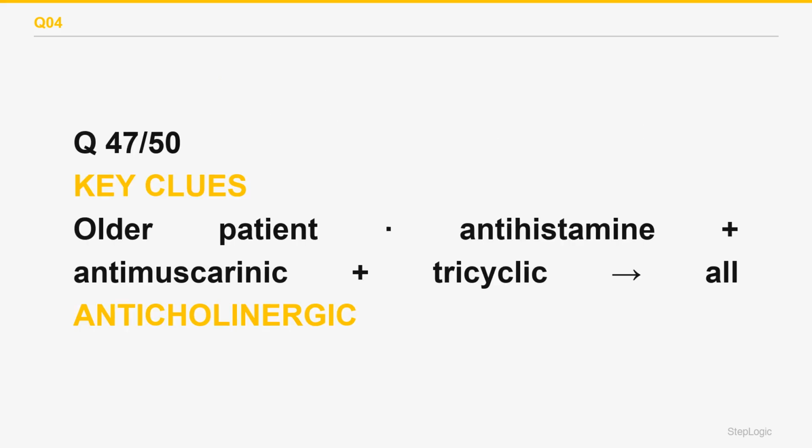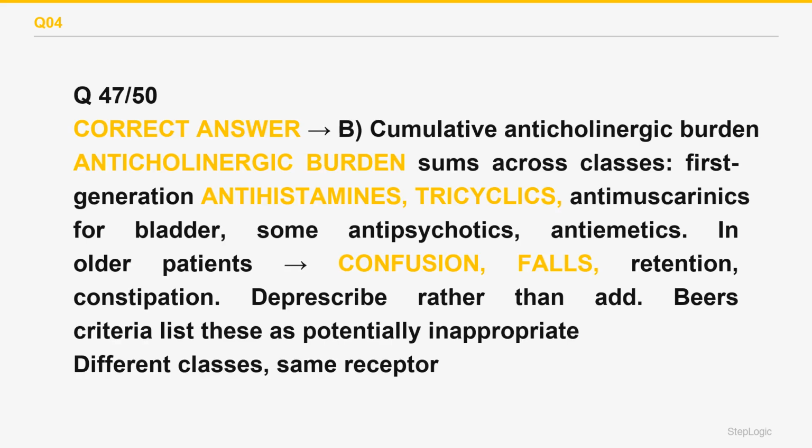Diphenhydramine, oxybutynin, and amitriptyline belong to different therapeutic classes, but all have substantial antimuscarinic activity. Their effects summate, producing a cumulative anticholinergic burden: confusion, falls, urinary retention, constipation, dry mouth, and blurred vision. Older patients are disproportionately affected because central cholinergic reserve declines with age and the blood-brain barrier becomes more permeable, so the same burden produces more delirium. Choice E names the opposite direction entirely. The correct answer is B.